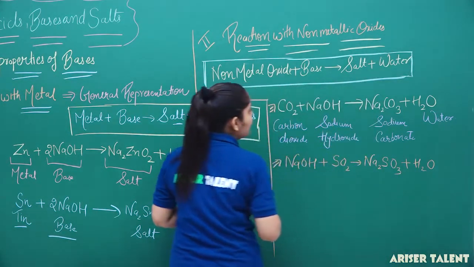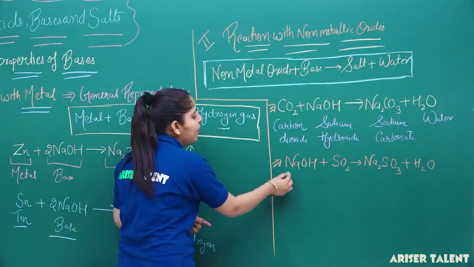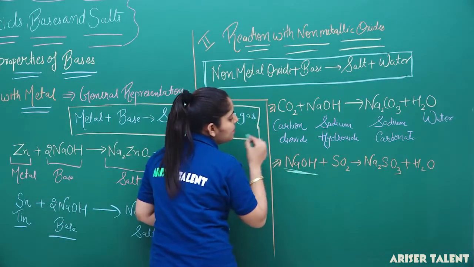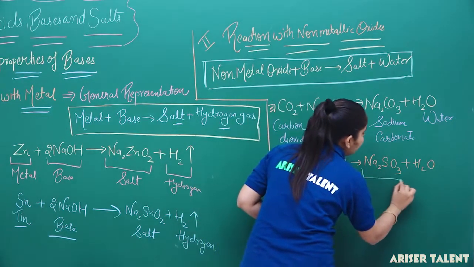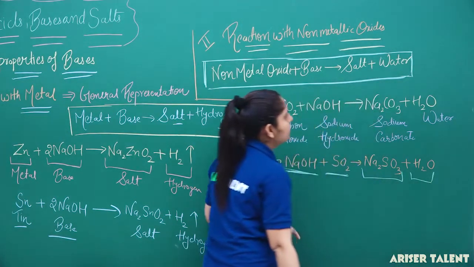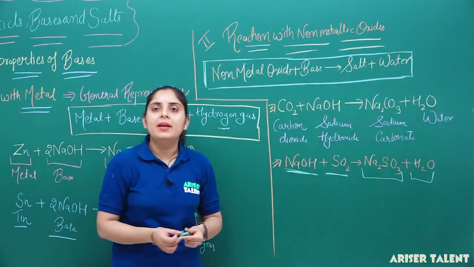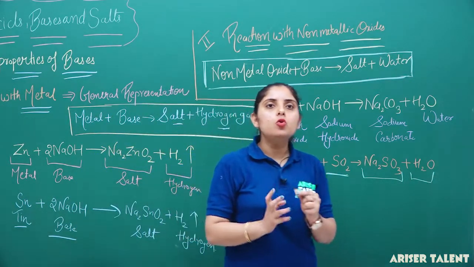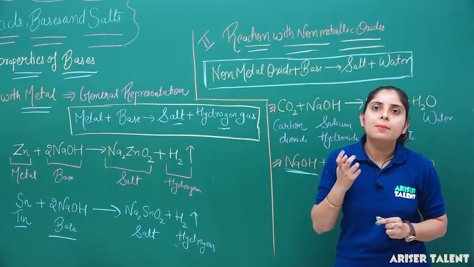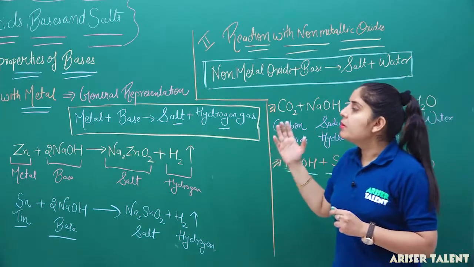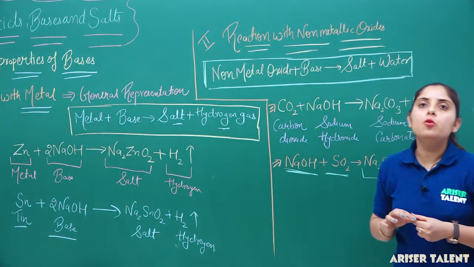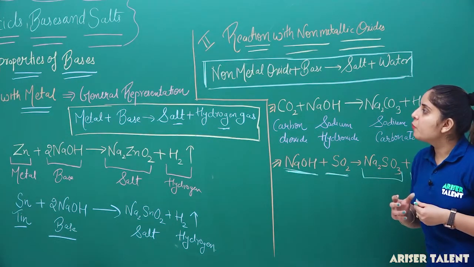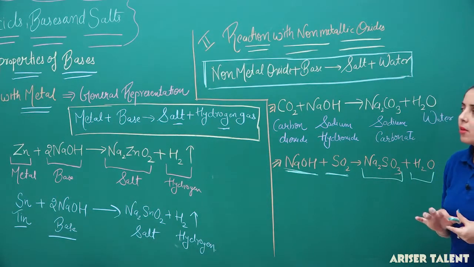So, in this equation, what we have seen here, again we have taken a base. This base is going to react with non-metallic oxide and the product obtained is salt plus water. So, this will be the reaction with non-metallic oxide, and these are the two general chemical properties regarding bases, that is reaction with metal and reaction with non-metallic oxides. Now, we are going to move to our next topic, but before that you can copy it from here.